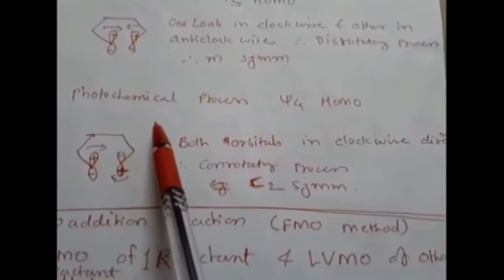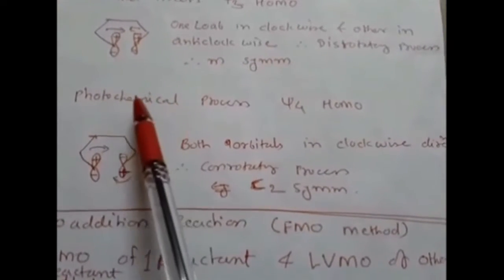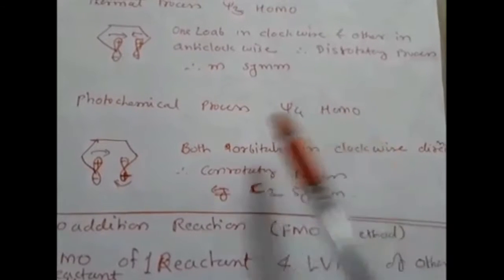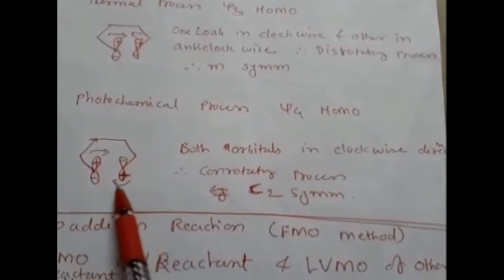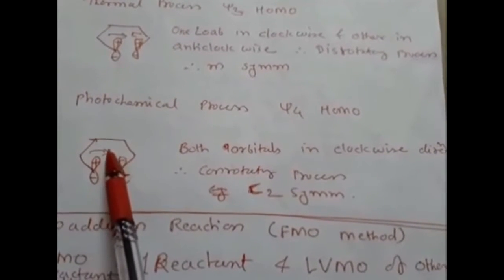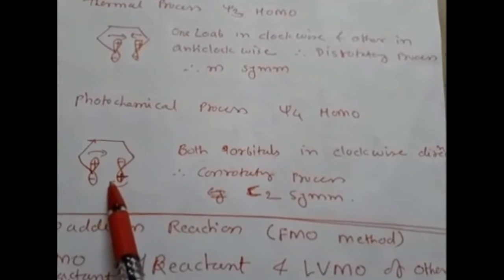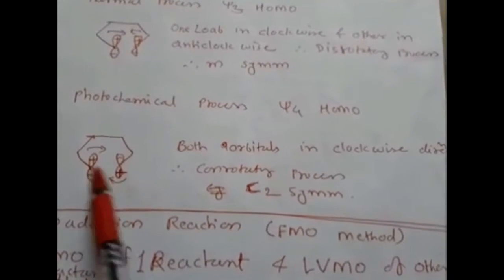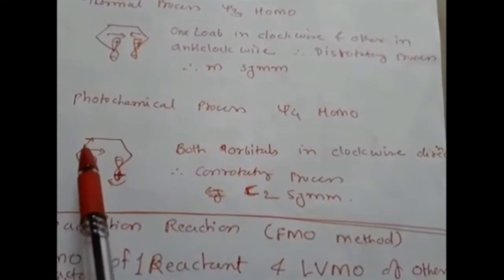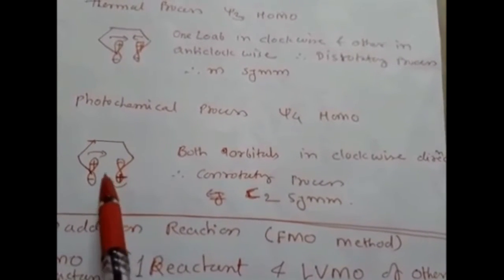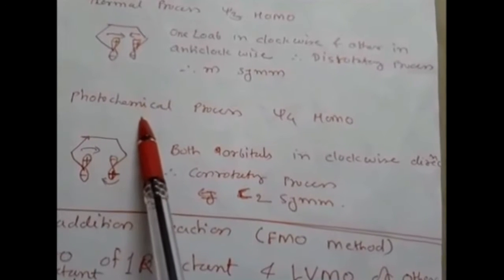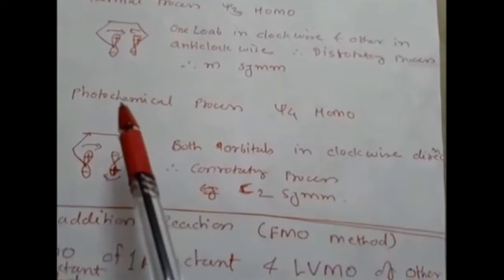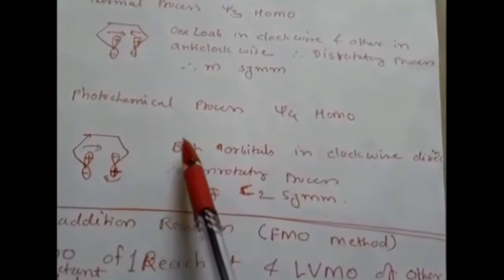Now let us discuss photochemical process as conrotatory process. In case of photochemical process, Psi4 is HOMO, that is highest occupied molecular orbital. So this is the structure of Psi4. Now see here, in order to match these 2 positive signs, I have to rotate this orbital in clockwise direction and again this orbital in the same direction, that is clockwise direction. So both orbitals are rotated in clockwise direction. That's why this process is a conrotatory process. That is nothing but C2 symmetry. So photochemical process is a conrotatory process, the same conclusion as that of correlation diagram method.